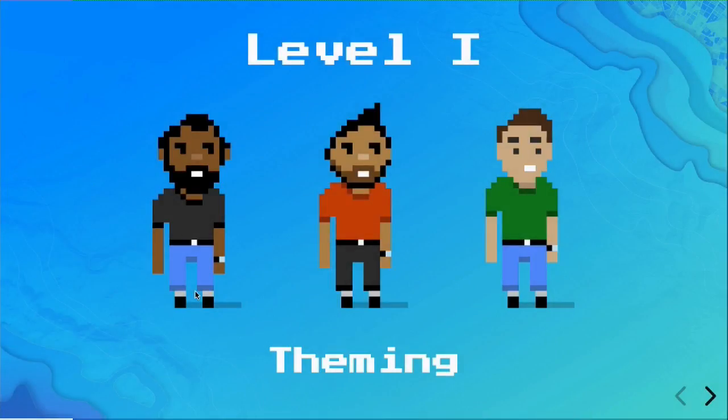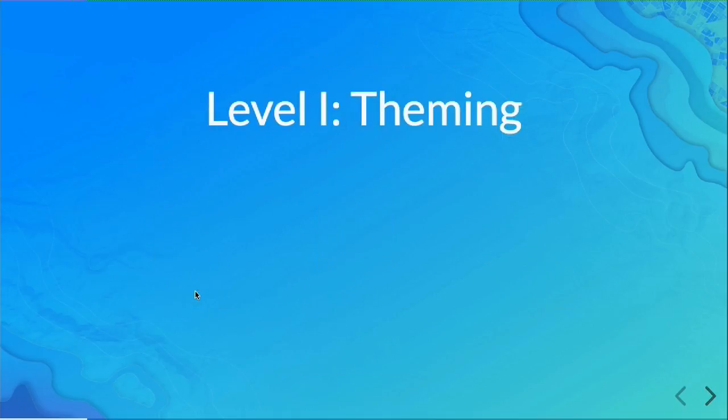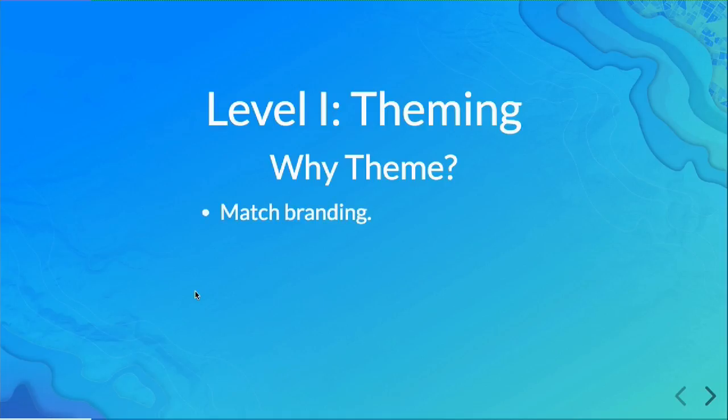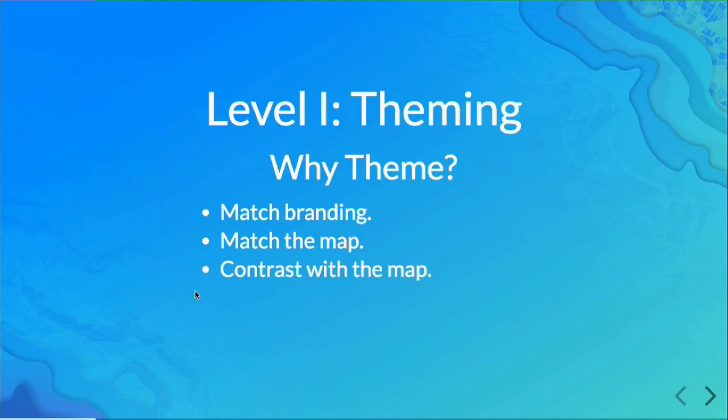All right. So let's talk about theming. First of all, let's get into the why, like why you would want to theme your widgets. One reason is to match branding, either your own branding or the branding of the people you're making your application for. You might also want to match the theme of the map. If you have a certain type of symbology and colors, you may want it to look like that. On the other side of that, you may want it to contrast the map so that the controls of the application stand out a little bit more and are distinct from the symbology.